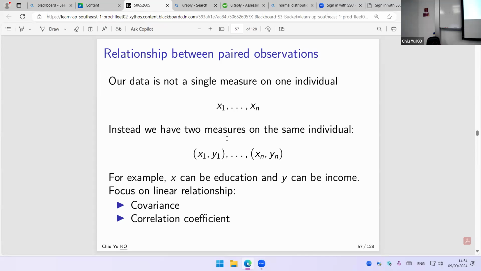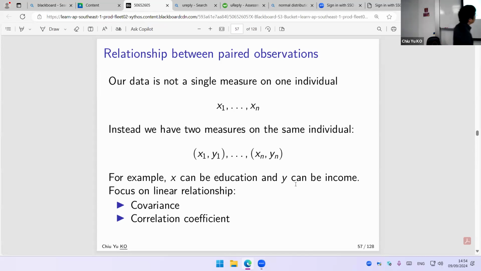So covariance and correlation coefficient will be sufficient, okay? Of course, if you want a little bit more, you need to study at the graduate level. You need a master's degree or even a PhD degree to establish this, okay? But this is the first step if you want to study cause and effect.